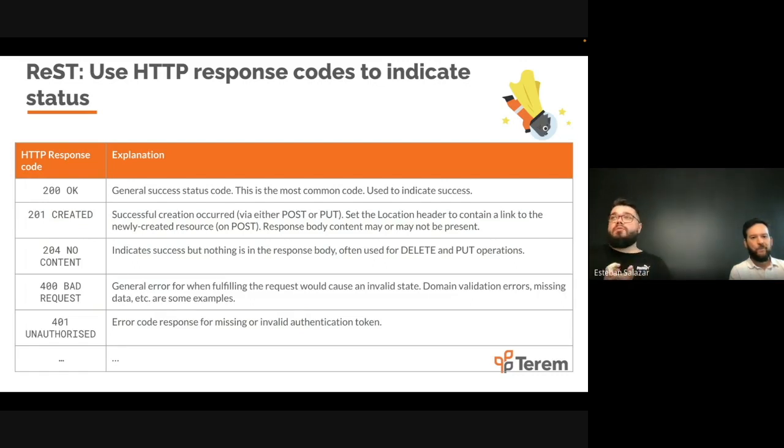Then you have 400 bad request. That is, for example, passing the incorrect parameters, passing some incorrect values. Basically, your request isn't formed properly. And then you have 401 unauthorized, which means that you haven't passed any authentication or authorization to that API. So basically, the API doesn't know who you are, so it's not going to give you data.